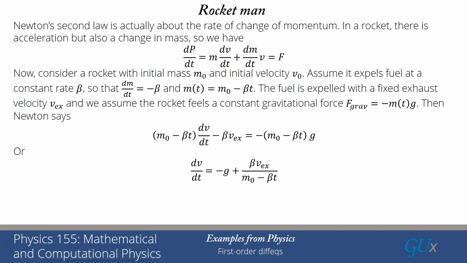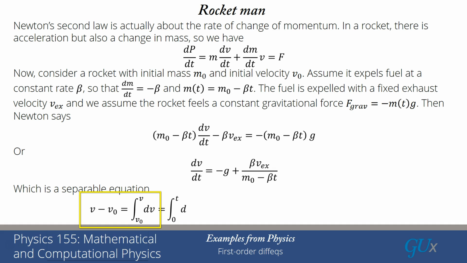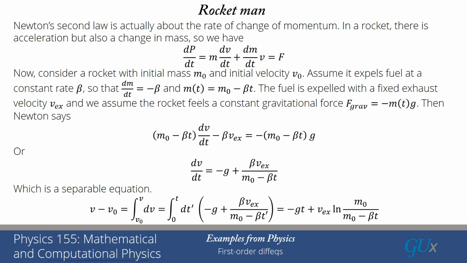This is once again a separable differential equation. I multiply by a dt, I integrate both sides. So when we integrate the first side, it's just an integral from v0 to v of dv. That just equals v minus v0. And then the right-hand side is an integral from 0 to t, dt prime, of minus g plus beta v exhaust over m0 minus beta t prime. Both terms are trivial to integrate. The first one gives minus g t. The second one gives v exhaust times the logarithm of m0 over m0 minus beta t. And so both terms are easy to work out.